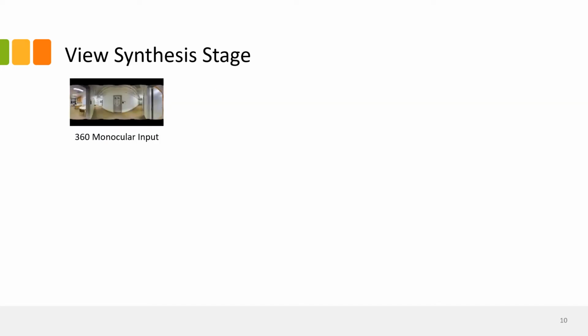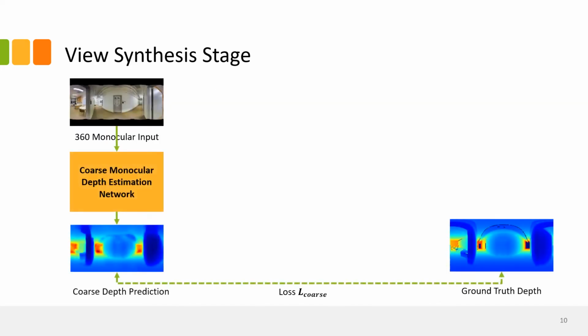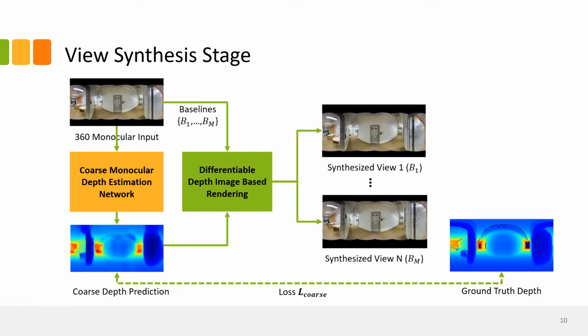In the view synthesis stage, we use a monocular depth estimation network to produce a coarse depth prediction from the 360 monocular input image. We then use a differentiable depth image-based rendering module to synthesize novel views based on the coarse depth prediction.